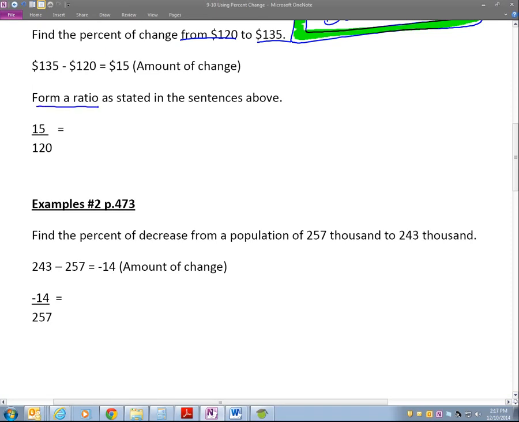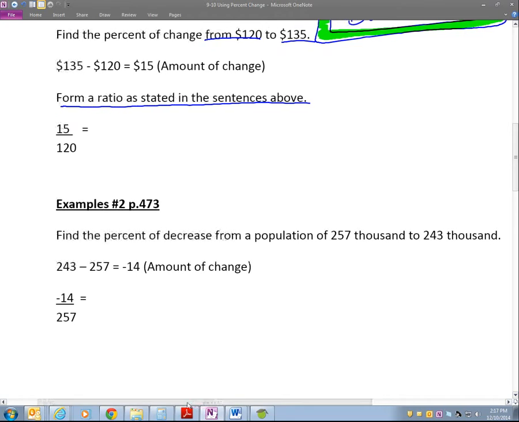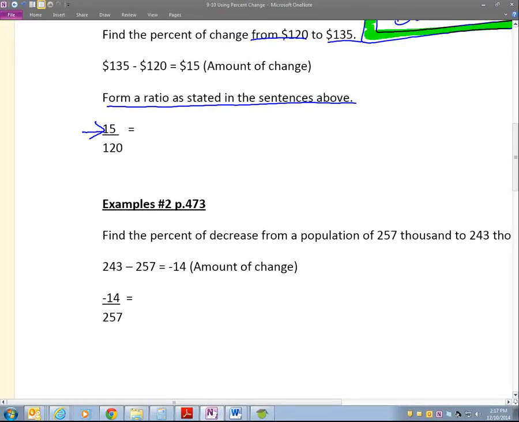Now, we formed a ratio like the sentences above. Now, we have this highlighted here. I do want you to write this: 15 is the change, and 120 is the base. Actually, this whole section is all about the base, because without that base, we would not be doing this correctly. We would have trouble.